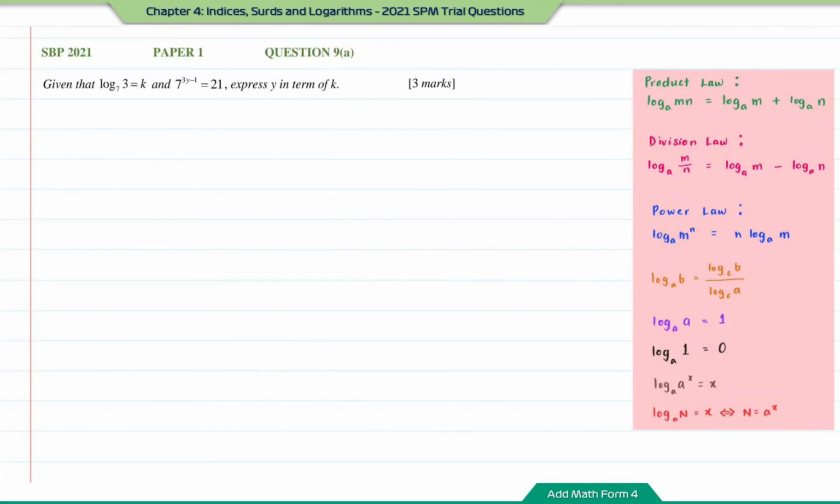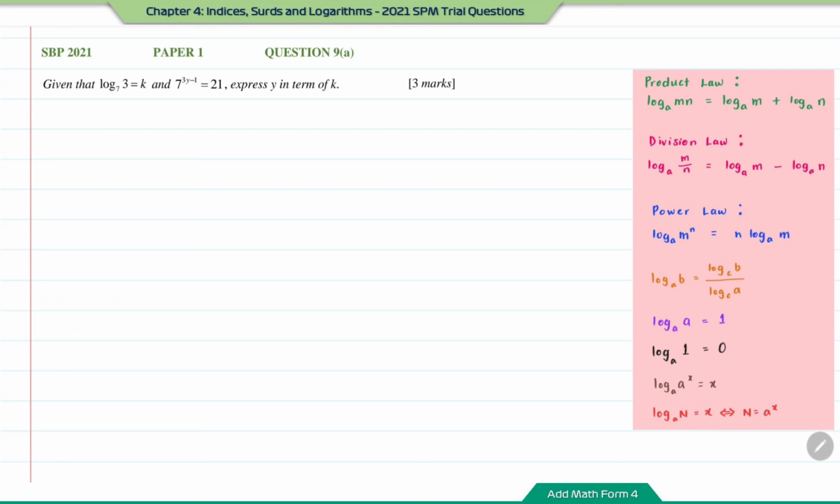SBP 2021 Paper 1 Question 9a. Given that log base 7 of 3 is equal to k and 7 to the power of 3y minus 1 is equal to 21, express y in terms of k. So the final answer here, you need to write in the form of an equation with y as the subject of the formula, which contains the term k.